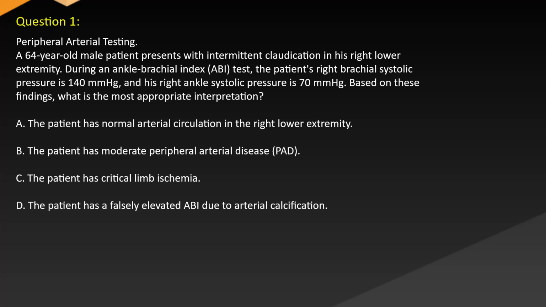A. The patient has normal arterial circulation in the right lower extremity. B. The patient has moderate peripheral arterial disease, PAD. C. The patient has critical limb ischemia. D. The patient has a falsely elevated ABI due to arterial calcification.